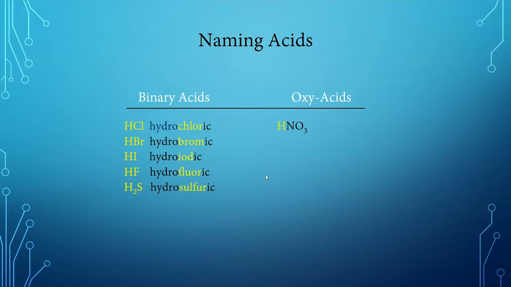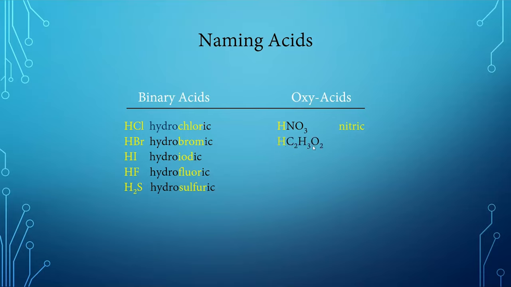Oxyacids, not surprisingly, contain oxygen. In fact, the thing you're going to notice is not only do they contain oxygen, but they all contain a polyatomic ion. You'll notice that NO3 is the nitrate ion. So when you're naming an oxyacid, the name is based on that polyatomic ion's name. This acid is called nitric acid. We simply take nitrate and we change the ending to ic. So ate simply becomes ic.